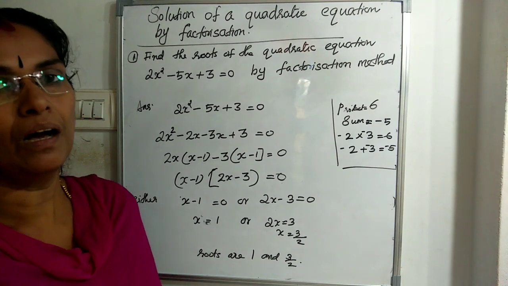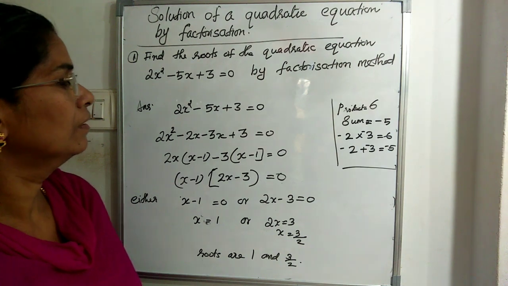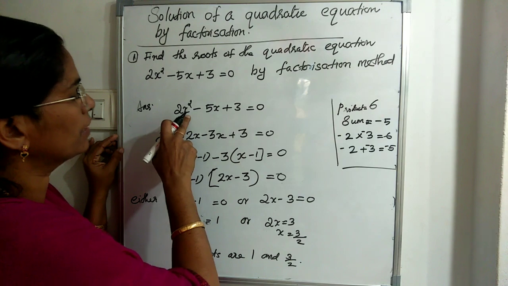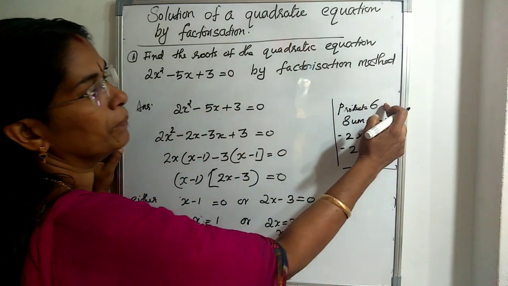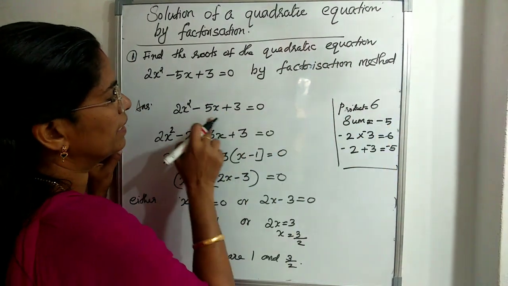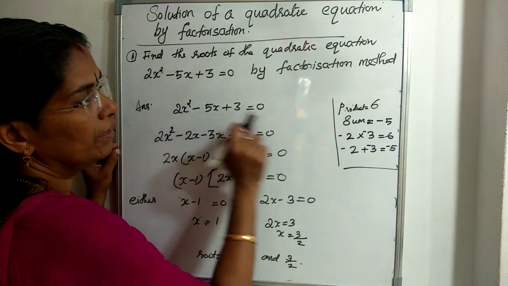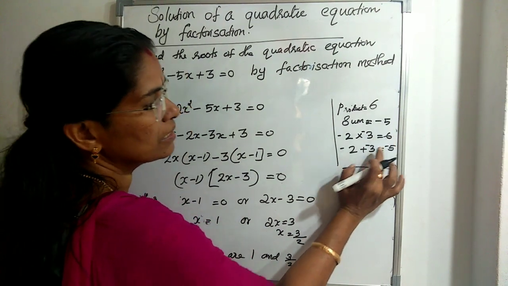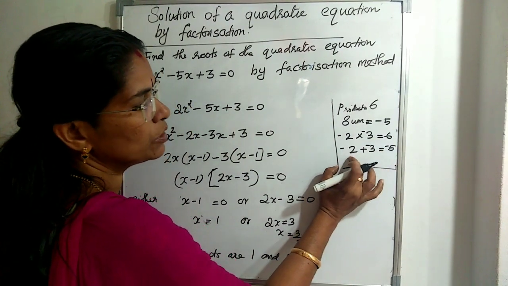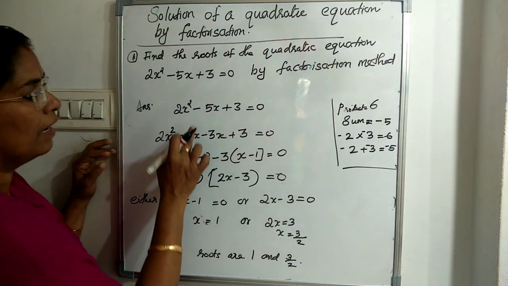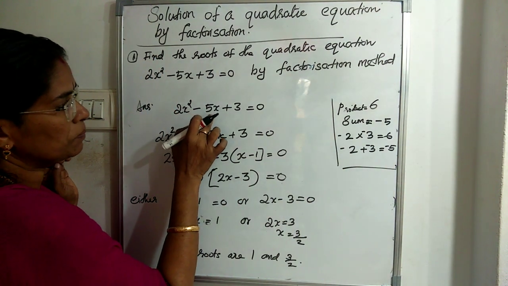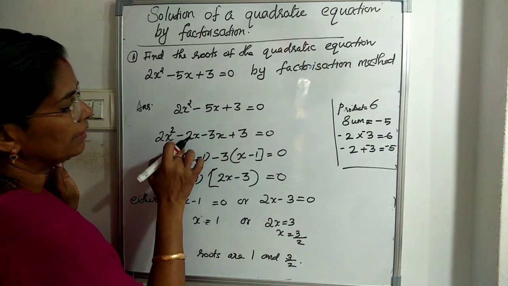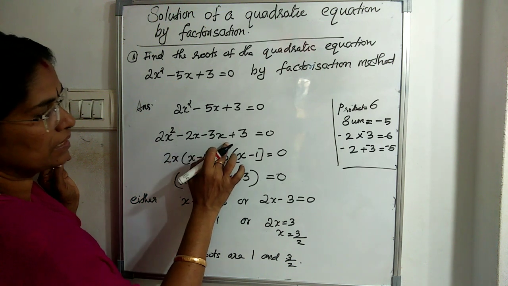Listen one more time how we are splitting the middle term. The product of two numbers is equal to 6. How is this 6 obtained? The coefficient of x square and the constant term multiplied give 6. And the sum is equal to minus 5, which is the coefficient of x. We have to find these two numbers: product positive 6, sum minus 5, so minus 2 and minus 3 are the two numbers. We are splitting this minus 5x as minus 2x and minus 3x. Next we are adding minus 2x and minus 3x.